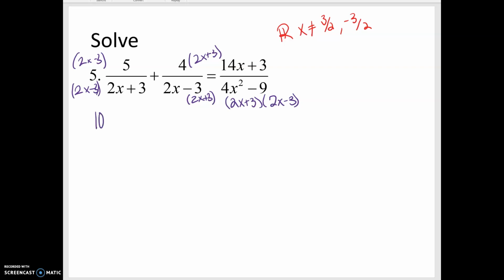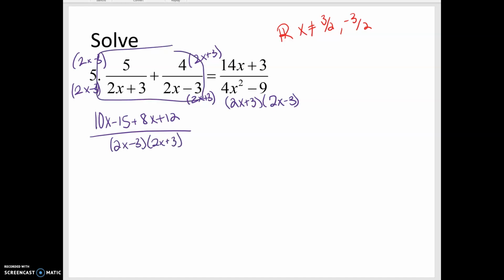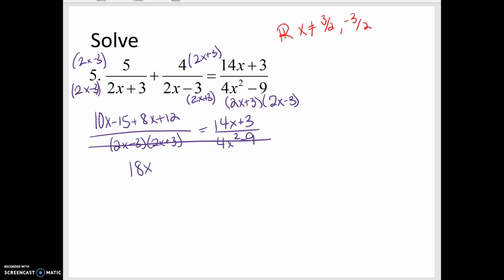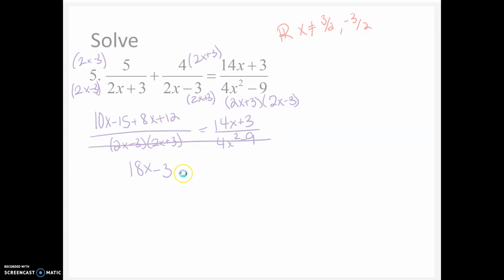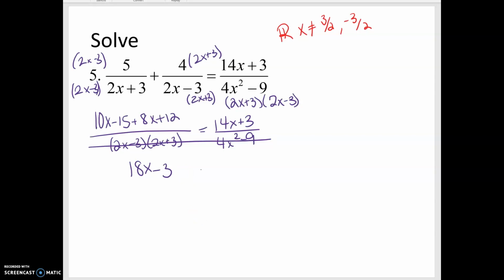So right now I've got a 10x minus 15 plus 8x plus 12 all over 2x minus 3, 2x plus 3. I just put both of these pieces together. Okay, it doesn't matter to me whether you do them separately or together. And then the other side of the equation was already good. It already had that 4x squared minus 9 on the bottom to make the denominators all the same. I'm going to go ahead and combine like terms as I bring it down this time. So I have 18x minus 3. Oh, hold on. There we go. All right, 18x minus 3 equals 14x plus 3.